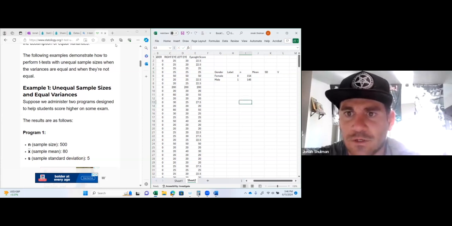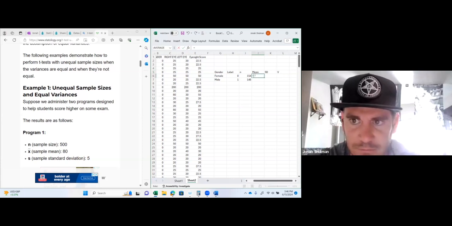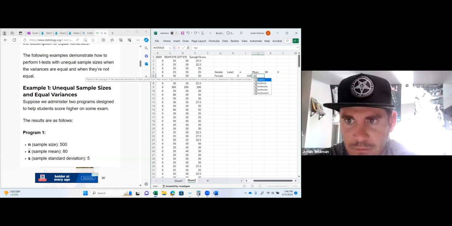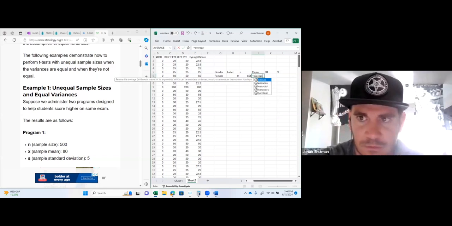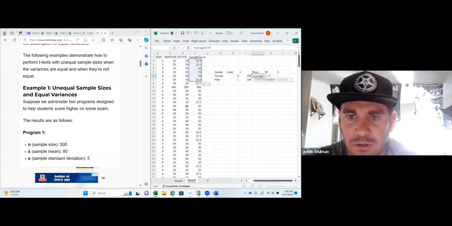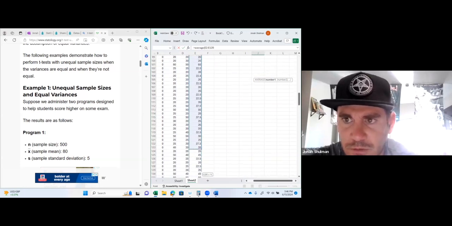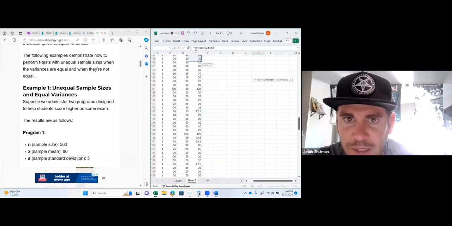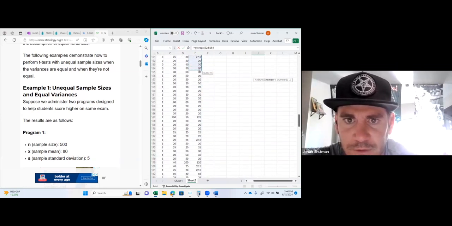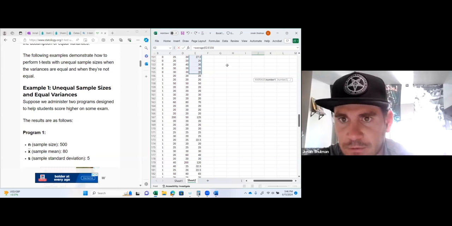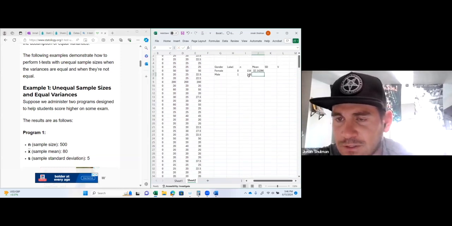So the first way to get the mean is let's highlight all the girls. We don't go down to 150. Oh, I was fast, 154. 155, sorry. So that's their mean score.